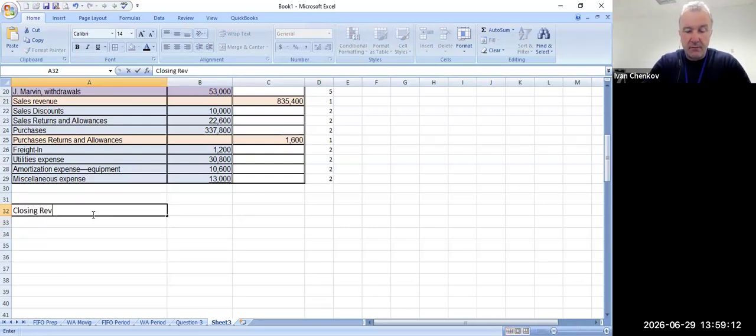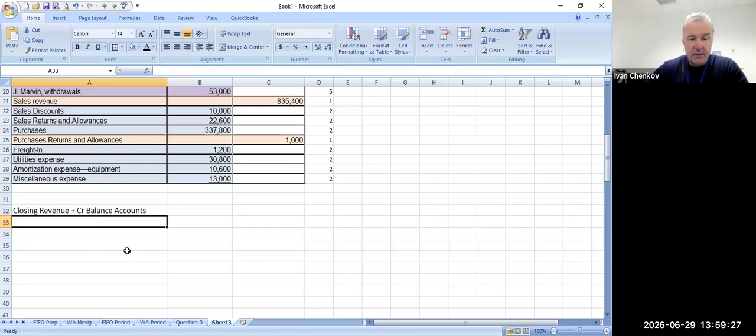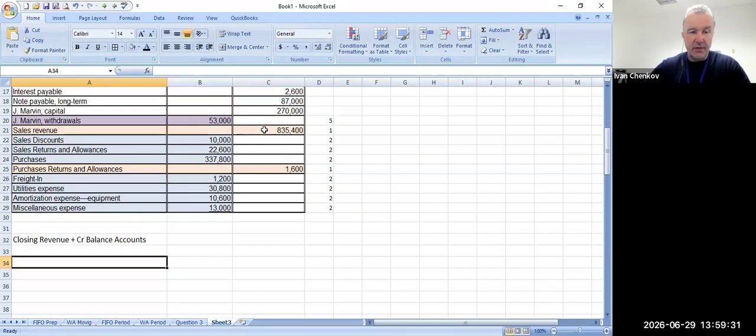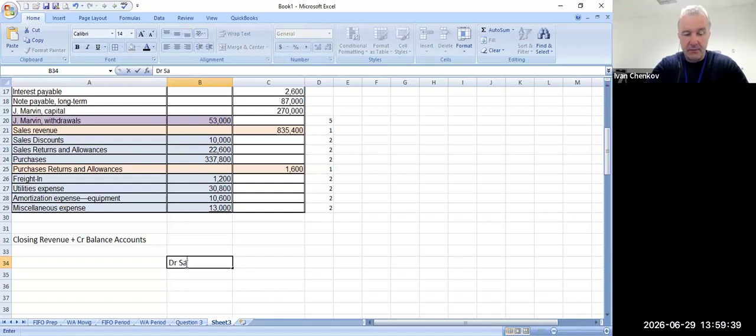Closing revenue plus debit credit balance accounts. So first thing what we're gonna do, debit. If we have to close the sales revenue, we have to debit the sales revenue. So that will be debit sales revenue.